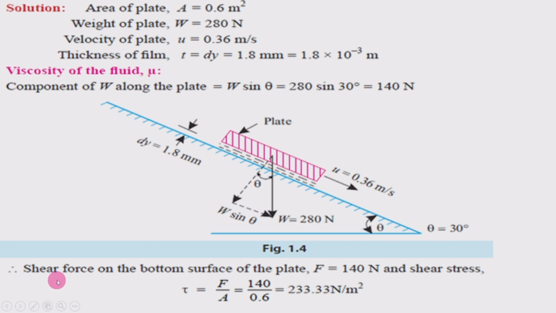Therefore, the shear force on the bottom surface of the plate, F, is equal to 140 Newton. The shear force acting on this plate will act at the bottom of the plate also, and that is acting as shear force on the fluid also. From that we can find out the shear stress. The shear stress is given by the force per area: the shear force and the area of the plate which is in contact with the fluid. This 140 by 0.6 is 233.33 Newton per meter square. The shear stress we got.